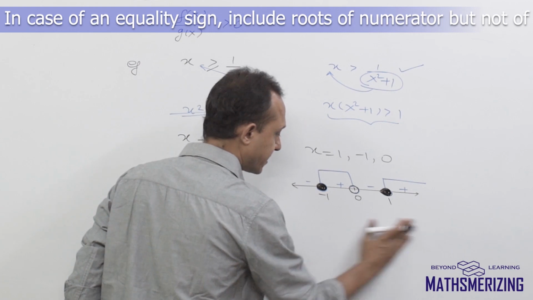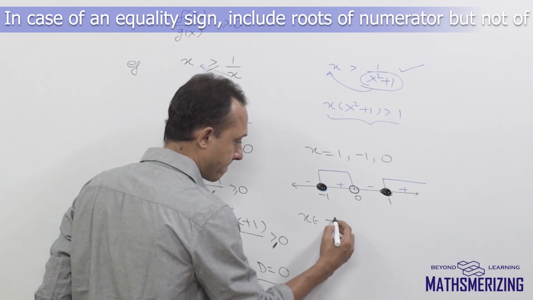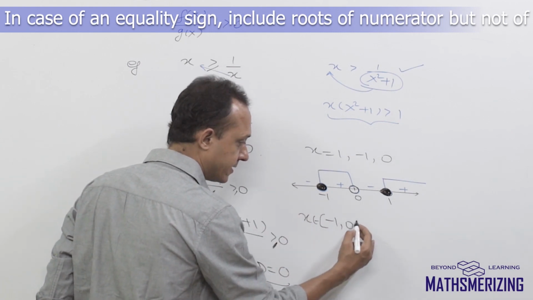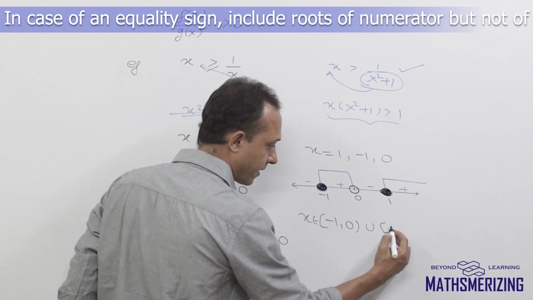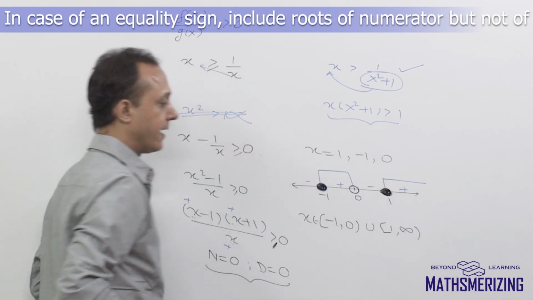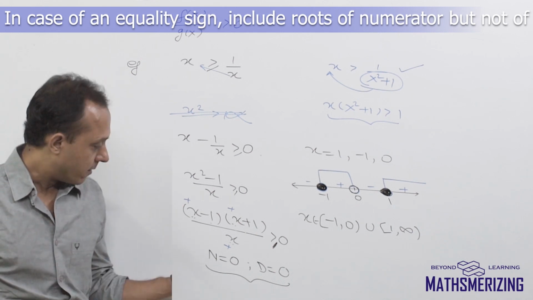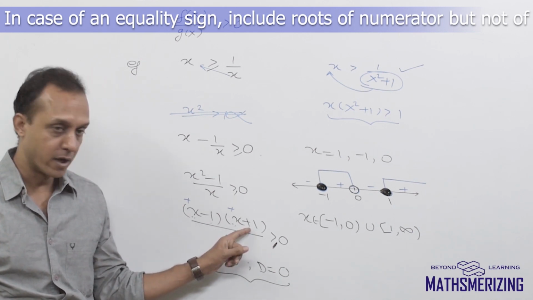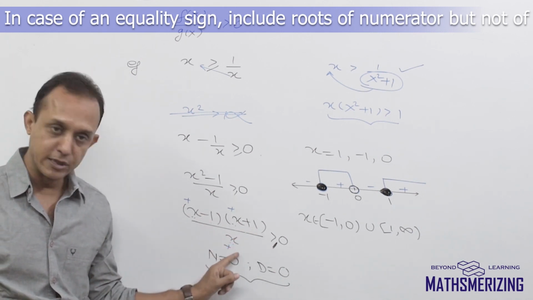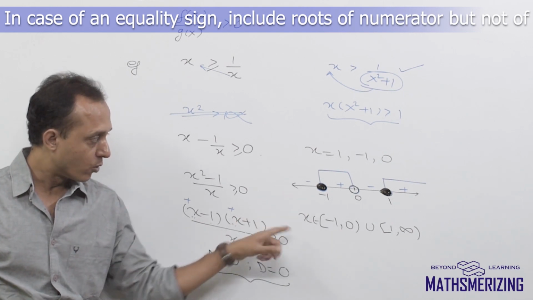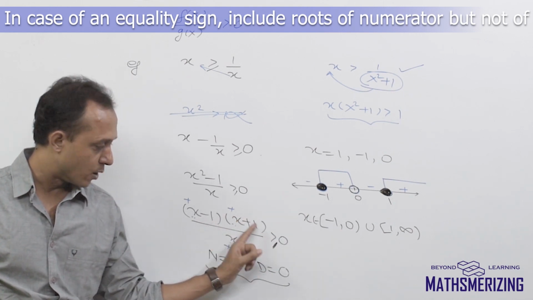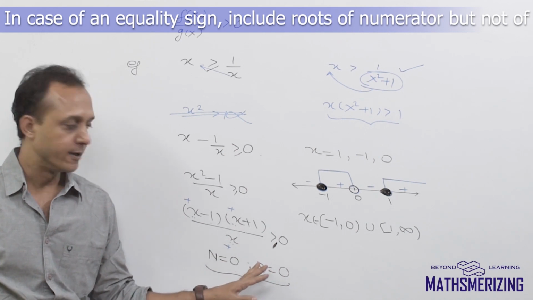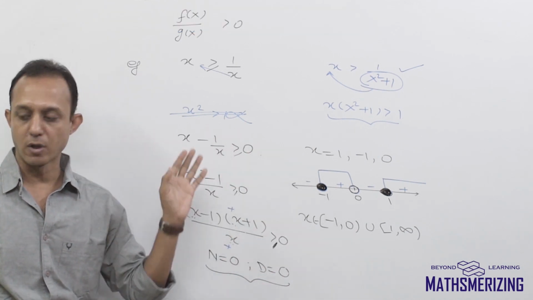So in this case, the answer will be x belongs to [-1, 0) union (1, infinity), minus 1 included, 0 not included. So we are going to represent all the roots on a number line. I'm going to represent 1, minus 1 and 0 also, but when I include them, I'll just include the roots of the numerator. I'll not include the roots of the denominator.